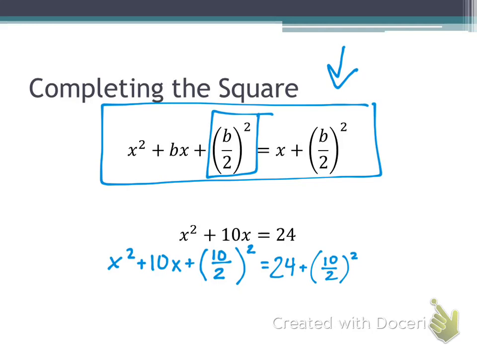Okay? Now, this is all you do here. x squared plus 10x. What's 10 divided by 2? 5. So I have 5 squared. What's 5 squared? 25. So I'm going to erase this and replace it with 25. Equals, whatever I do to one side, I have to do to the other. I figured out 10 divided by 2 is 5, and 5 squared is 25. So whatever I write over here, I write over here. So plus 25. All right? This is all you've got to do now. I've got to add these two numbers together. 24 plus 25 is 49.